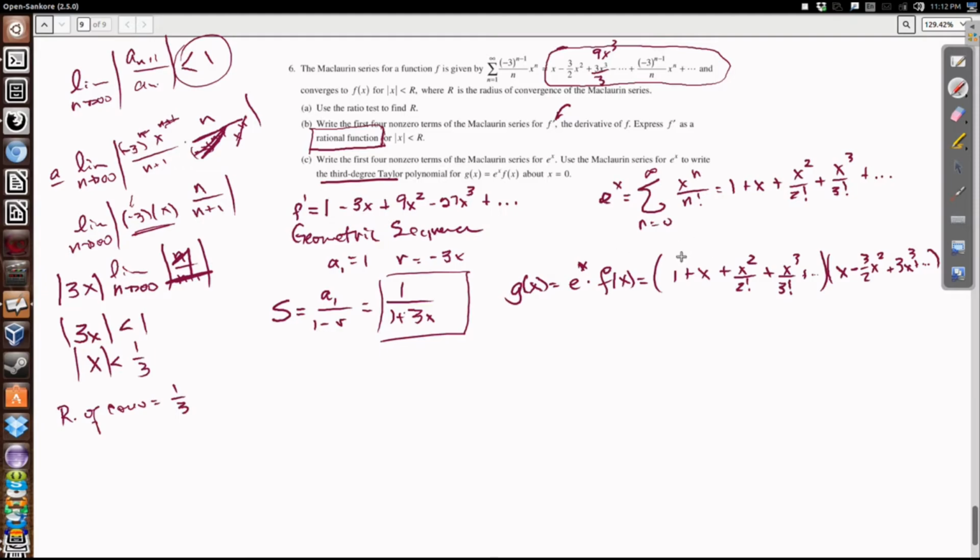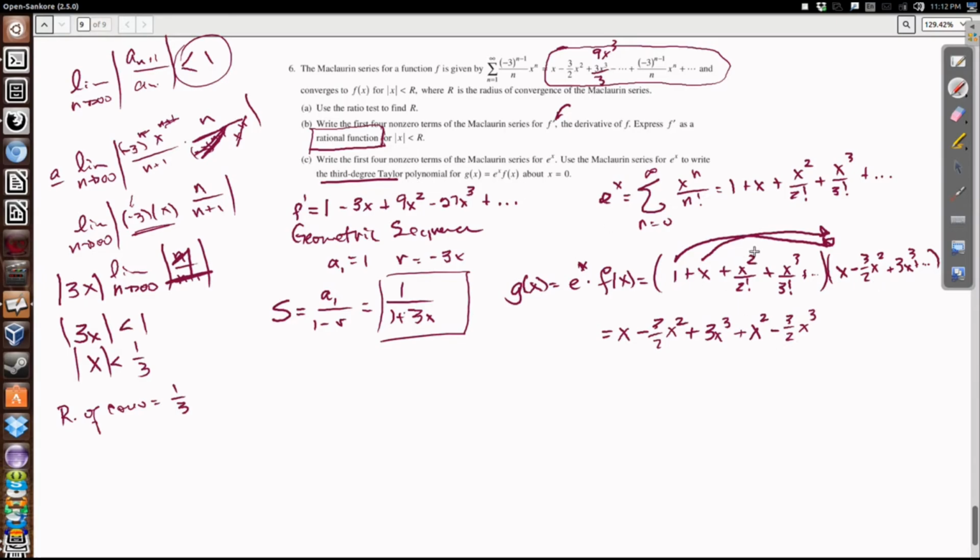And I'm just going to distribute 1 times all of this stuff. Well, 1 times x is x. 1 times 3/2 x squared is 3/2 x squared. 1 times 3x cubed is 3x cubed. And 1 times any of these higher order terms are going to be beyond the 3rd degree that we're looking for. So now I'm looking at the next term, x times all this stuff. Well, I'm going to have x times x, which is x squared. X times 3/2 x squared, which is going to be 3/2 x cubed. And x times anything 3rd power or bigger is going to give me a 4th degree term.